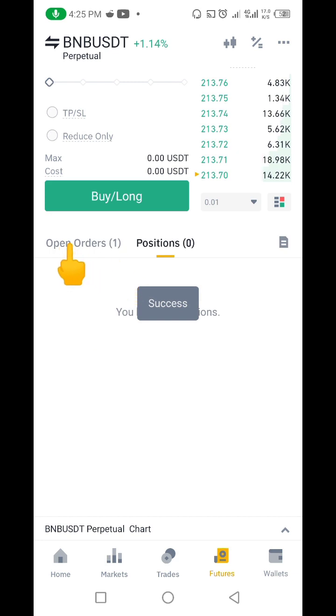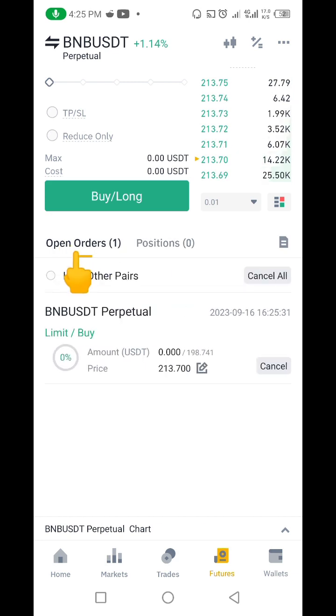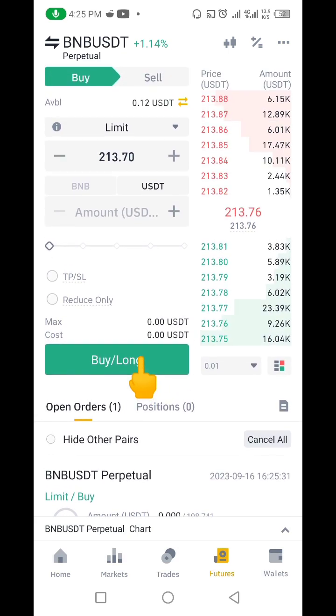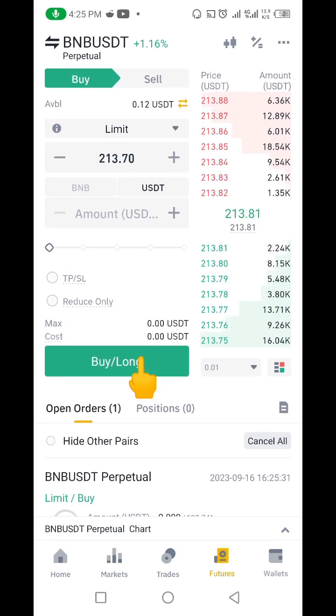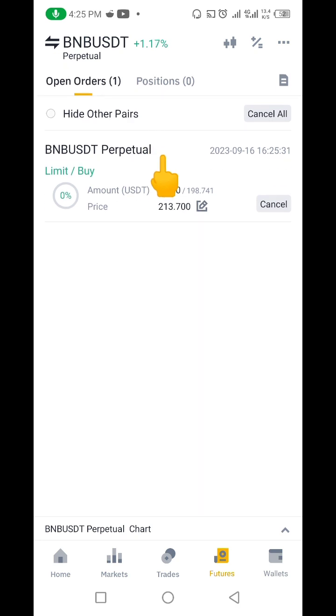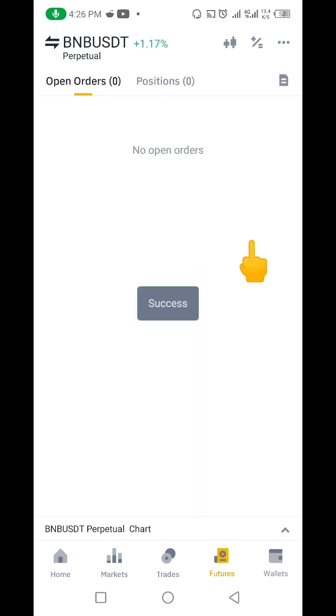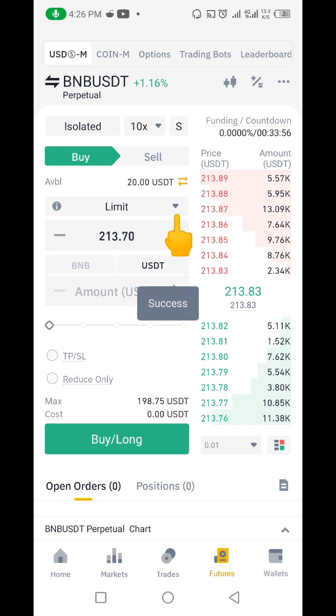Now if I come to open orders here, you can see this is the order. I've chosen to buy, but the trade will not be executed yet until the price gets to 21370 before it will be executed. So that is the meaning of this buy limit. So we're going to cancel that. Let's quickly cancel this. So I've just explained how the limit actually works.